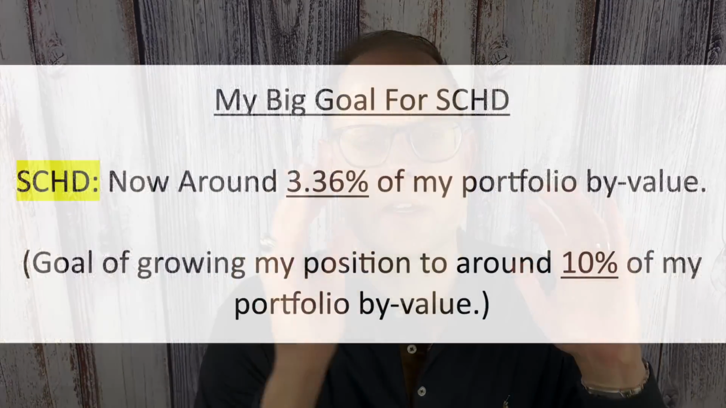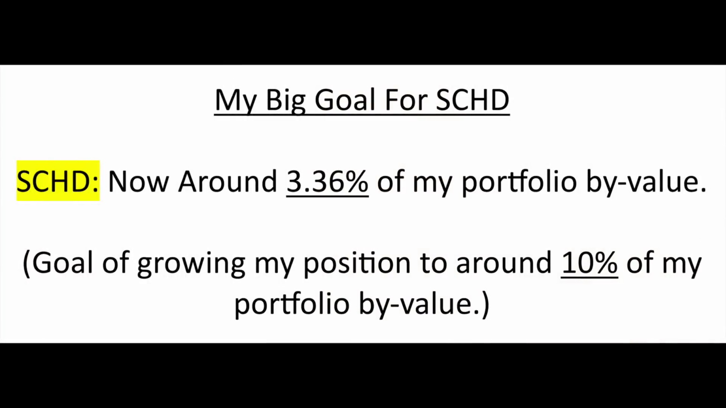And so one of the first things I do when SCHD goes through the reconstitution is I want to understand, hey, how much does it overlap with my existing dividend stock portfolio? Because SCHD, my goal is to build it. It's at like 3.3% right now in my portfolio. I want to get it up to about 10% of my portfolio or more.